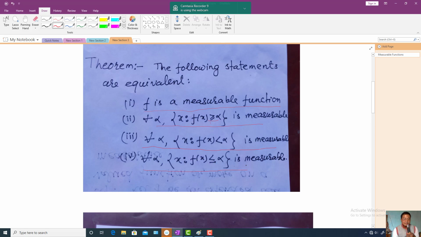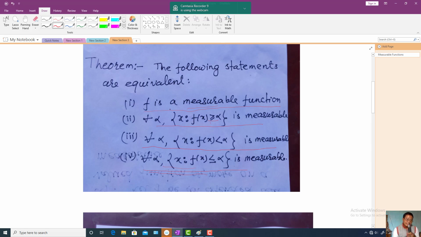Okay, is also measurable. Lastly, number 4 statement, assuming that number 4 is correct, we are going to prove that the function f is measurable. Okay, that means if this condition is fulfilled, this is fulfilled. So the equivalence is established. Okay, 1 implies 2, 2 implies 3, 3 implies 4, and 4 implies 1. That is the usual way of proving this equivalence.